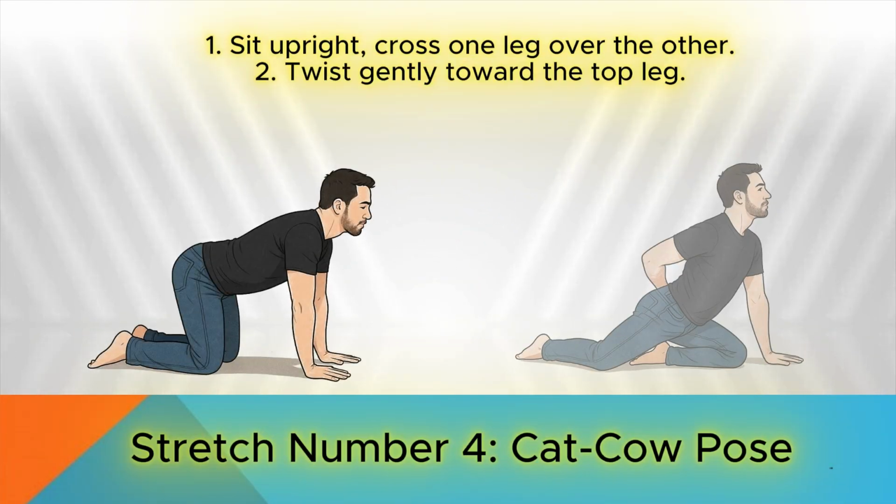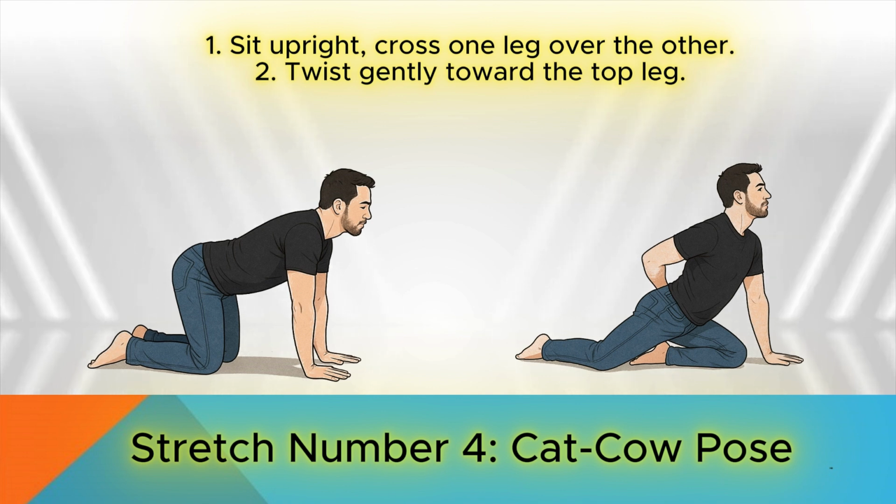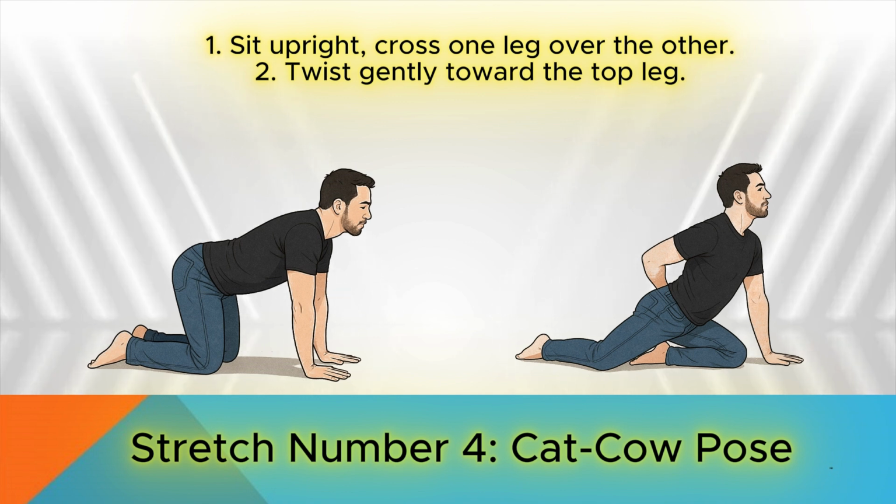Stretch #4, cat-cow pose. The steps are to get into the pose as illustrated in the pictures, on hands and knees. Arch your back up, cat, then drop your belly and lift your head, cow. Repeat 10 times for spinal mobility. It's worth mentioning that the cat-cow pose is a gentle flowing stretch that helps improve spinal flexibility and relieve tension in the lower back, making it especially useful for sciatic pain relief.